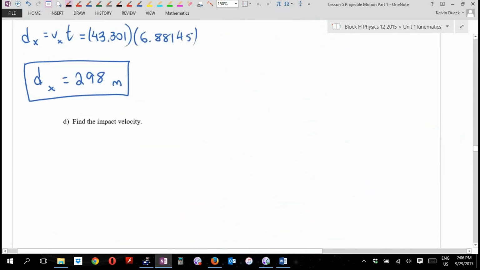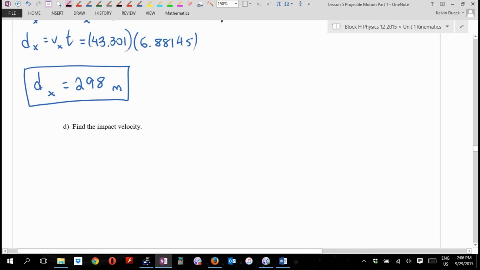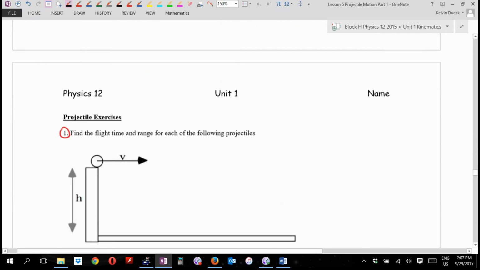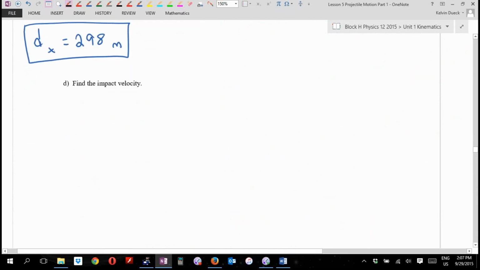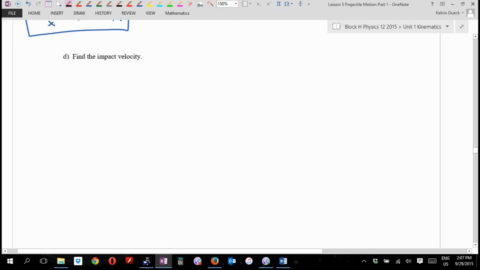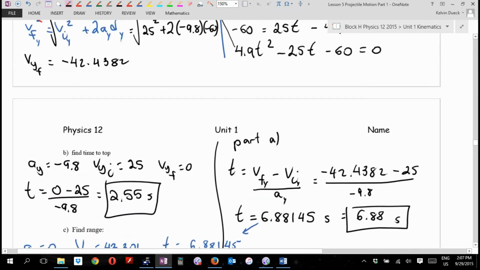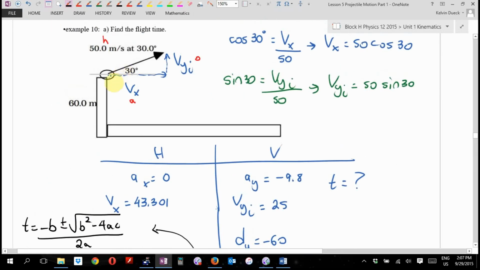Mr. Dueck, why did you skip D? Let's go back. Mitchell, what's D asking me to find? The impact. Now, I have to use my imagination, but I'm pretty sure when it hits the ground, the impact velocity is going to be slanty downwards. You okay with that?